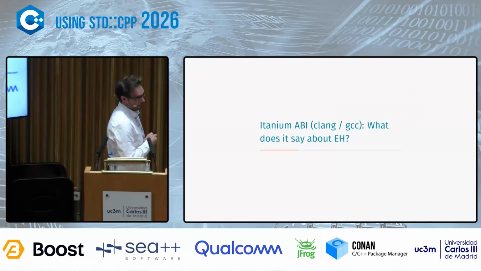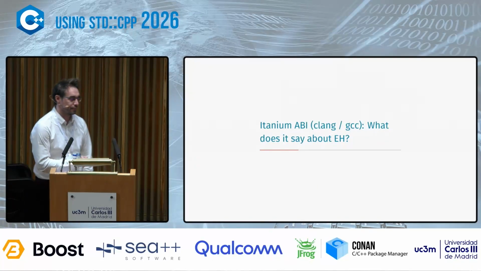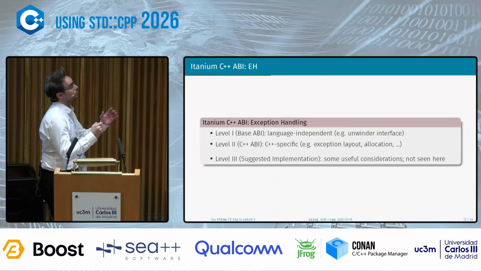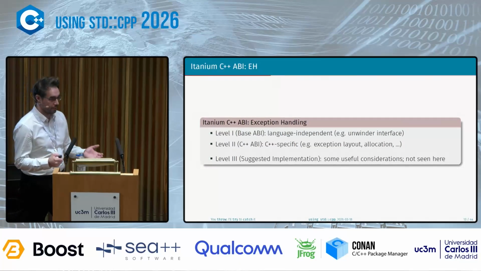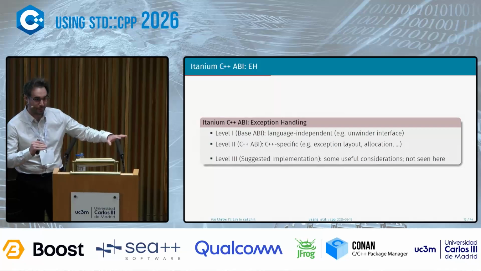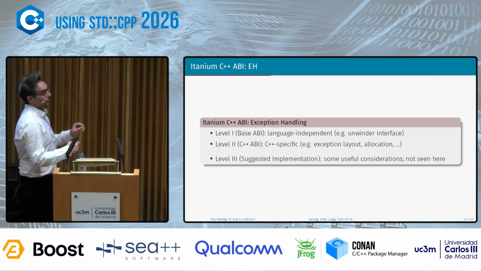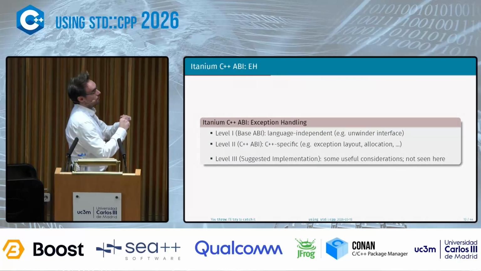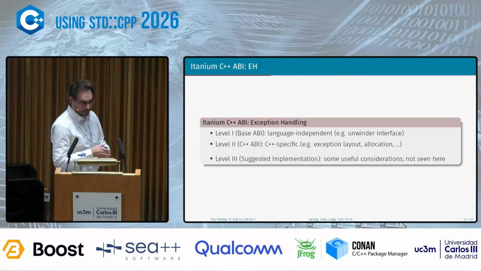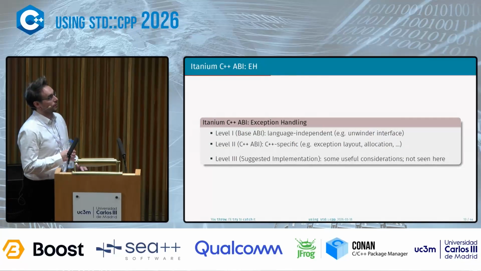So now let's dig a bit deeper into what the Itanium ABI says about exception handling. It's basically split into 3 different stages or levels. There is level 1, which is the base ABI, which is totally language independent. Believe it or not, it's part of the Itanium C++ ABI, but this part is language independent. Then comes level 2, which is the part of the ABI that is tied to C++ itself. And then there is level 3, which is the suggested implementation, which we'll not cover in this talk for the sake of time.